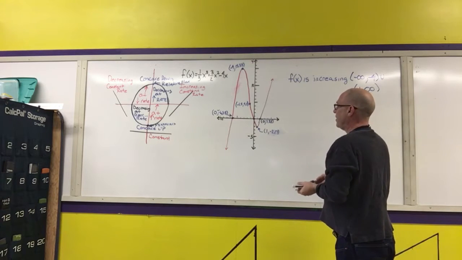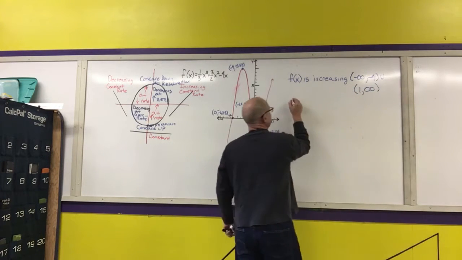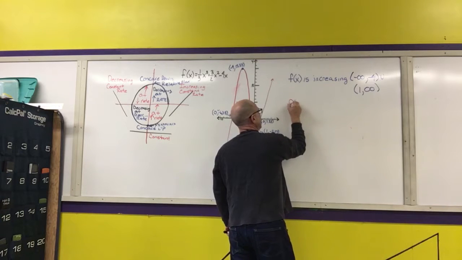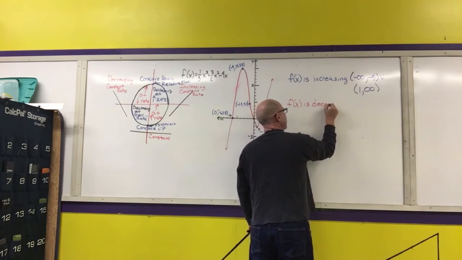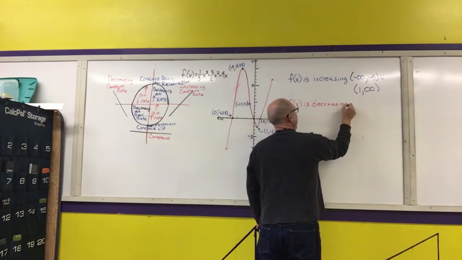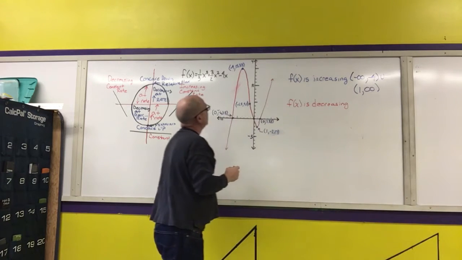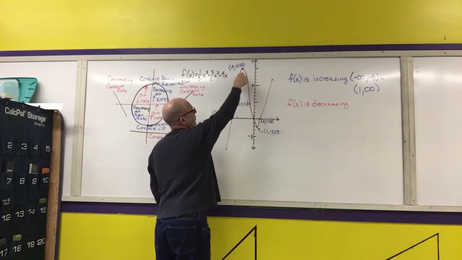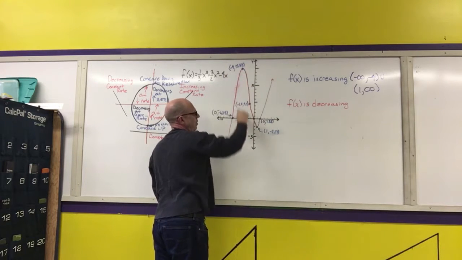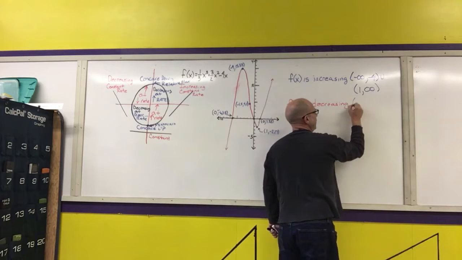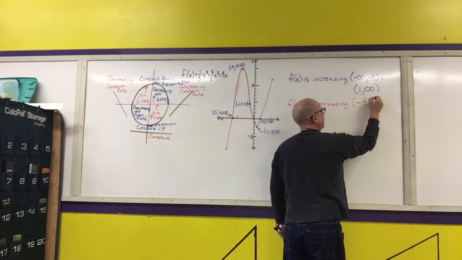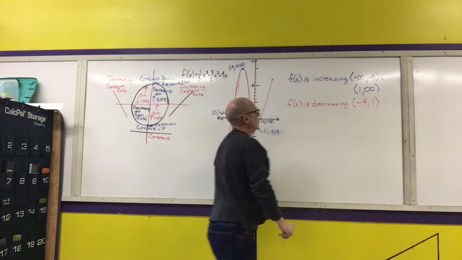Other questions that'll be asked is, when is the graph decreasing? I can say f of x is decreasing whenever the graph is falling from left to right, and it's going downhill starting when x is at -4 all the way to when x is 1. So my interval would be from -4 to 1.